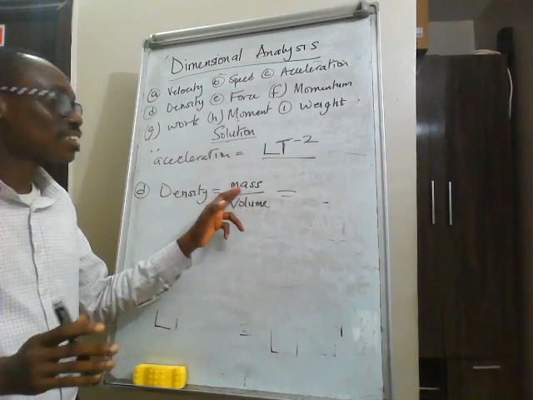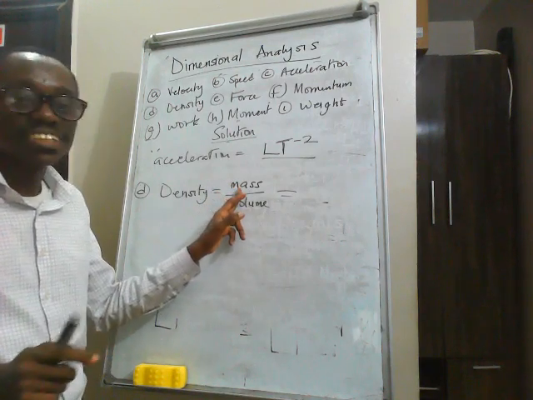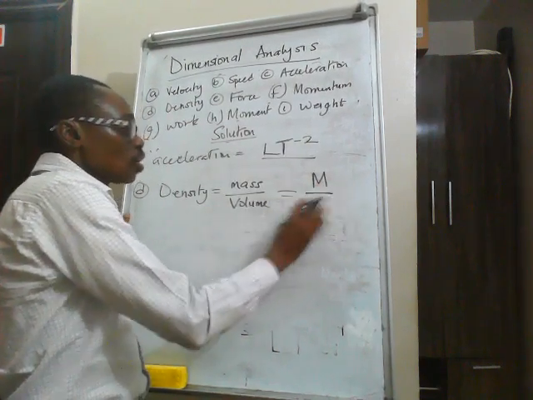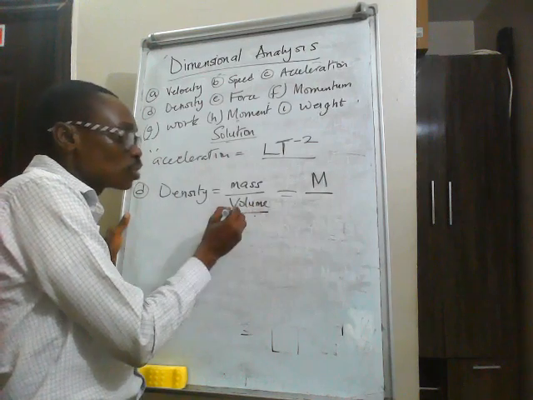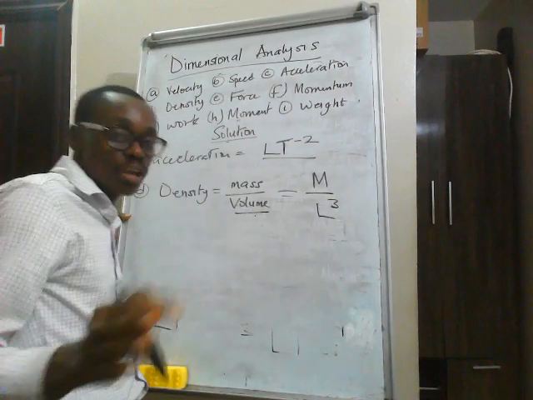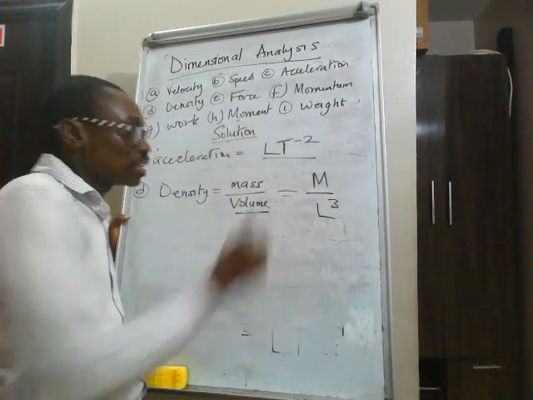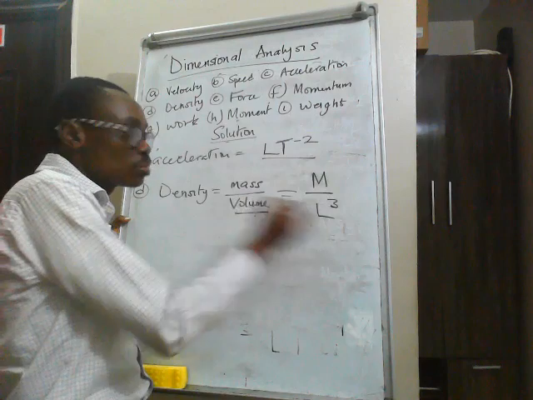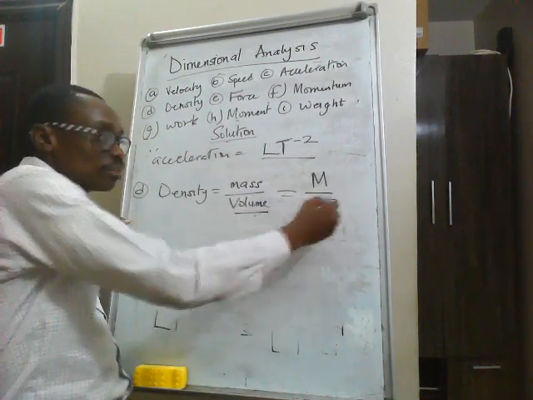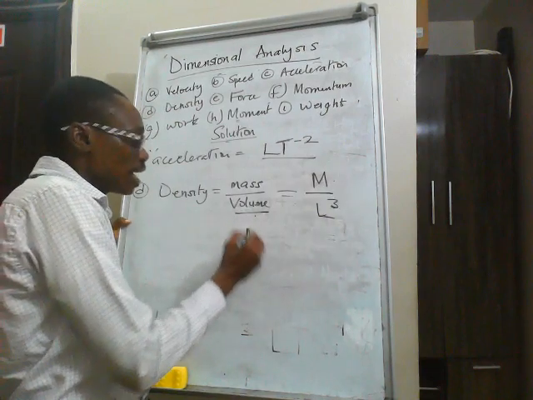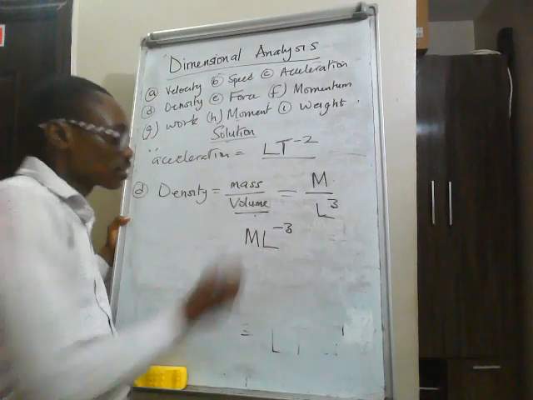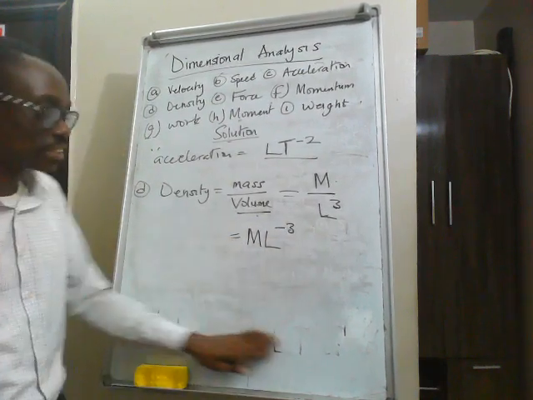So mass, the dimension of mass is M. And we've already solved the dimension of volume as what? L raised to power 3. In the earlier section, we already solved for volume. The dimension of volume is L raised to power 3. So at the end of the day, you're going to have M L raised to power minus 3. This is the dimension of density.